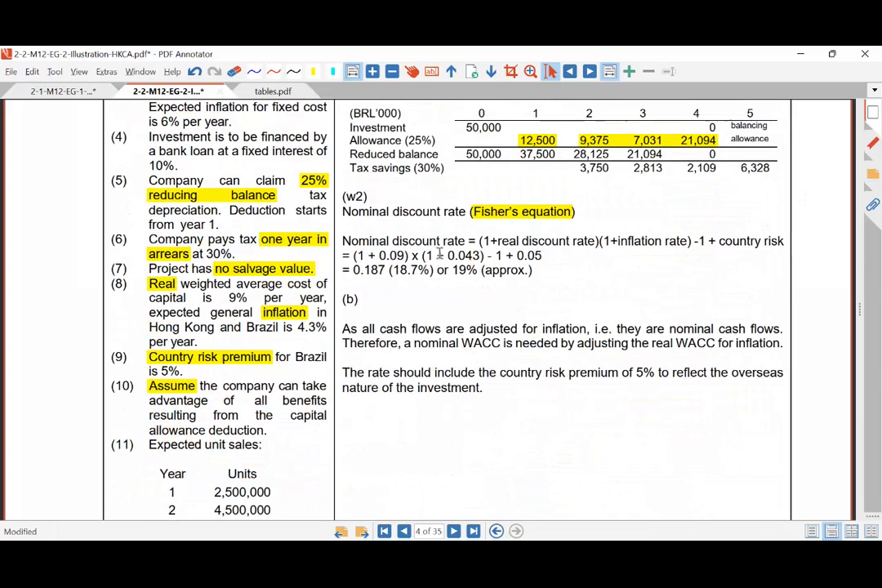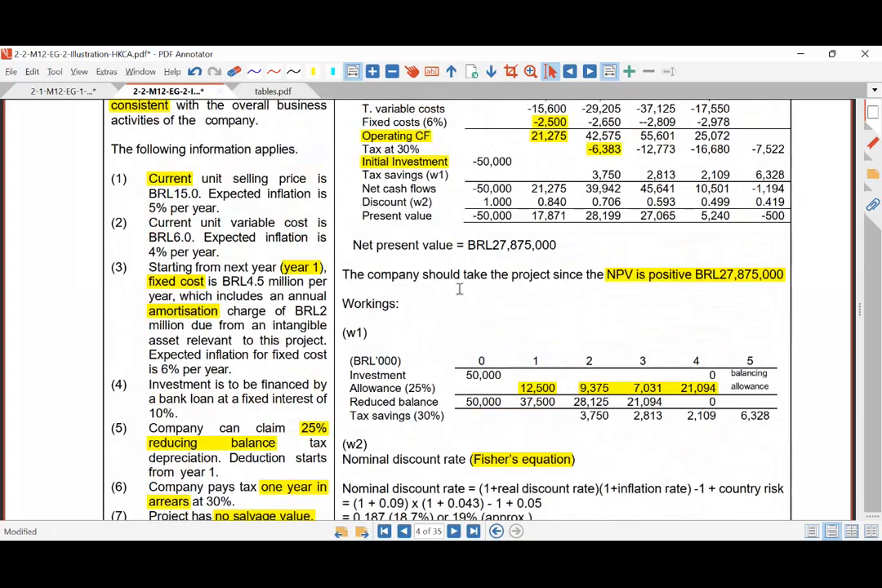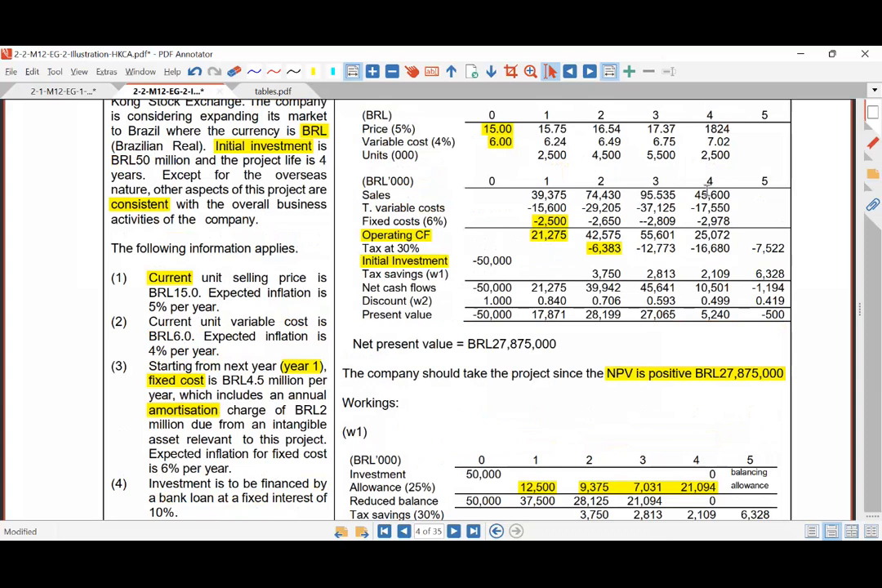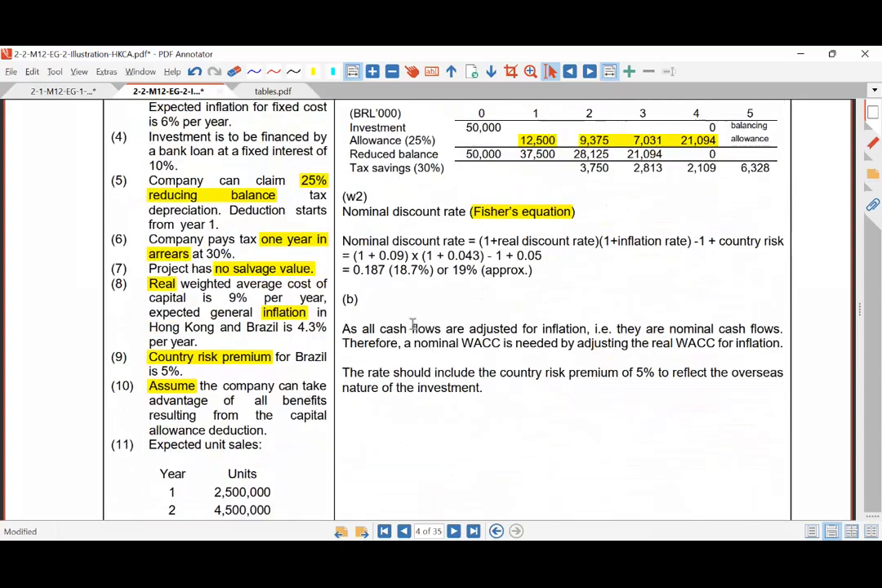So for the discount rate, we want to use the nominal rate, since all these are nominal or inflated cash flows, all adjusted for inflation already. Okay, so they give us the real rate of 9% and inflation of 4.3%. We can use a formula: nominal should be 1 plus real, multiplied by 1 plus inflation, minus 1. So real is 9%, inflation 4.3%, and then minus 1. You also have the country risk premium of 5%, so if you add another 5%, you get around 19%. In the exam, you can use 19% approximately.